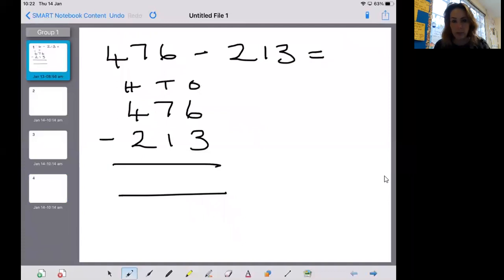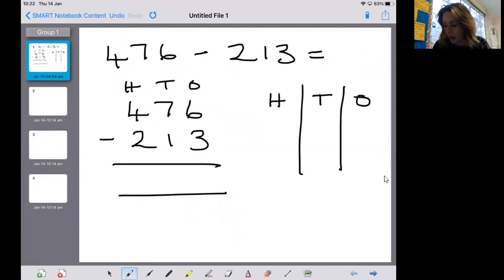The children would write this as a column subtraction, making sure that their hundreds, tens and ones are all lined up. They could use the pictorial method, drawing the Dienes, the base 10 that we use in class. Because it's a subtraction, they only have to make that first number. So I'd encourage them to draw a place value grid, and they would draw 4 hundreds, which we draw as flat squares, 7 tens, 1, 2, 3, 4, 5, 6, 7, and 6 ones.